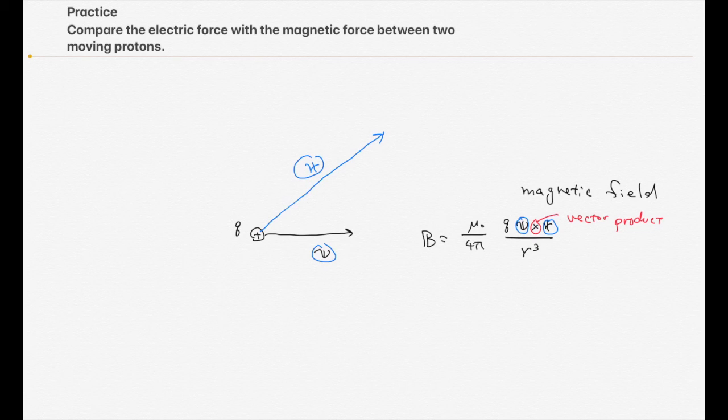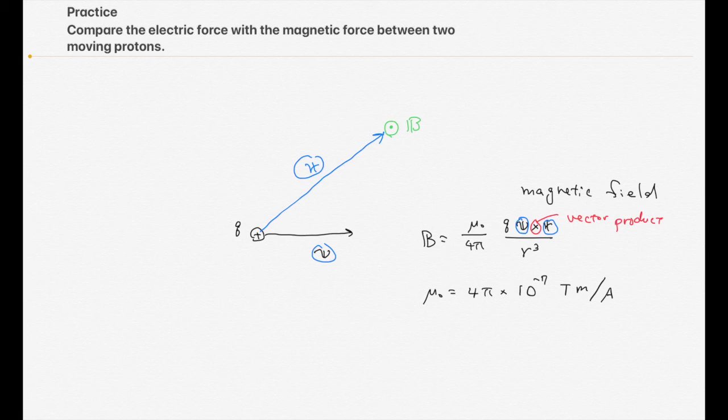So the vector product has two possible directions: directed toward us or toward the board. Then you can use the right hand rule for v cross r. Then you can find that the direction of the B is directed toward us. This is the magnetic field produced by a moving charge at the point of r. And mu naught is 4 pi times 10 to the minus 7 tesla meter per ampere. This is the mu naught.